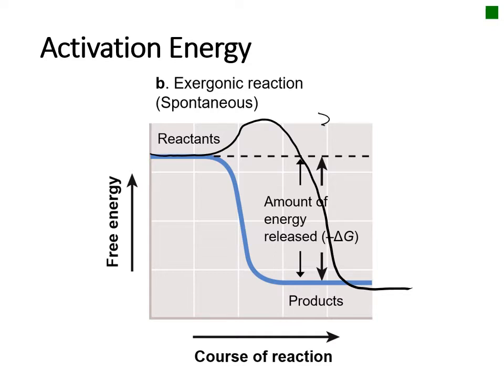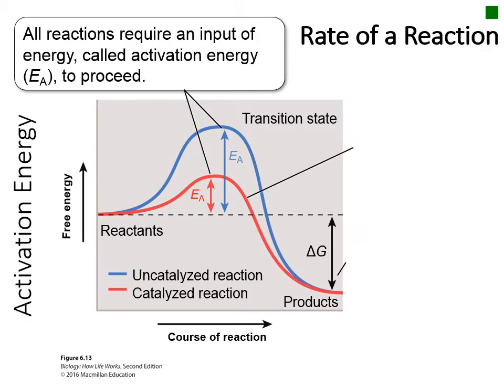This energy put into the system is called the activation energy, also designated EA. The activation energy is used to generate an unstable transition state of the reaction. The lower the activation energy of a reaction, the faster it will occur, because the less energy is required to get the unstable transition state to form.